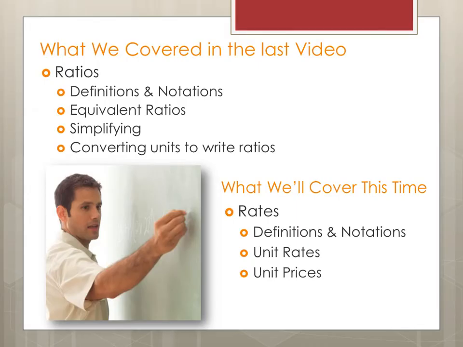To review from last time, we covered all the different definitions for ratios and different ways to define them. We looked at equivalent ratios and then simplifying ratios. And then lastly, converting units so we can write a ratio, because we know with a ratio all the units have to be the same. This time we're going to discuss rates, so we'll talk about a definition for rates and how to write them, unit rates, and then unit prices.